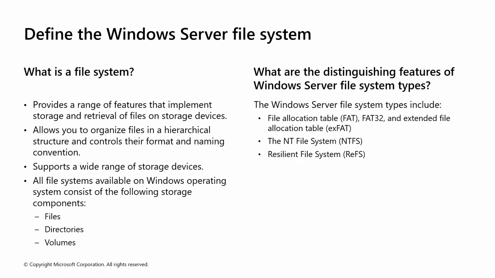A file system is a set of features that allow you to store and retrieve files on storage devices. It organizes files in a hierarchical structure and controls their format and naming conventions. Windows Server supports several file system types, including FAT, FAT32, exFAT, NTFS, and ReFS. Each has its own strengths and use cases, from external media to high-performance, resilient data volumes.